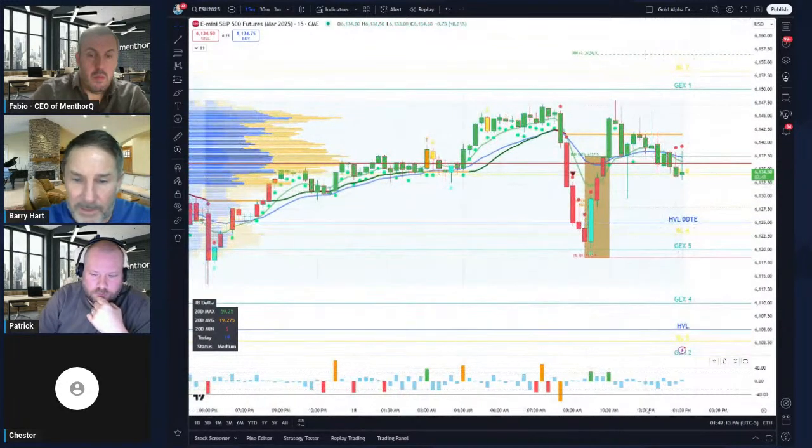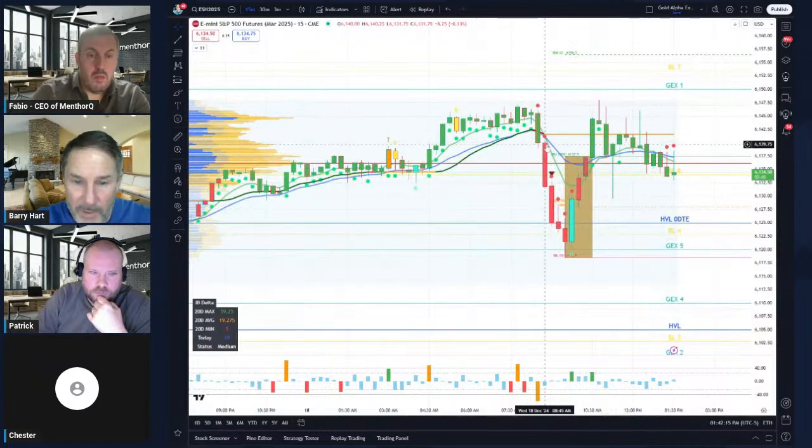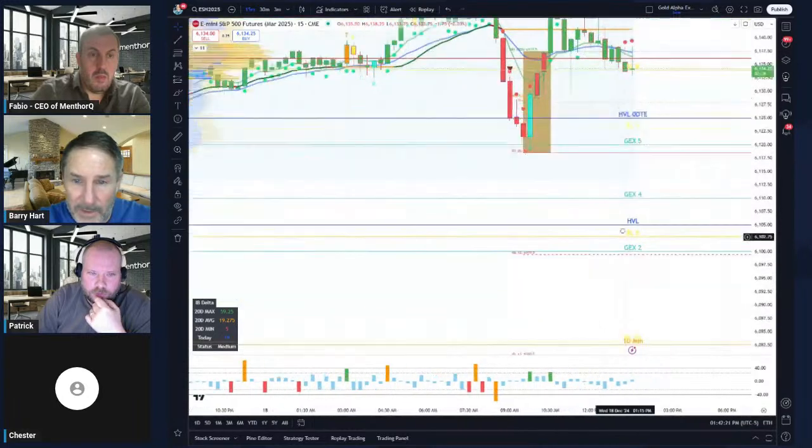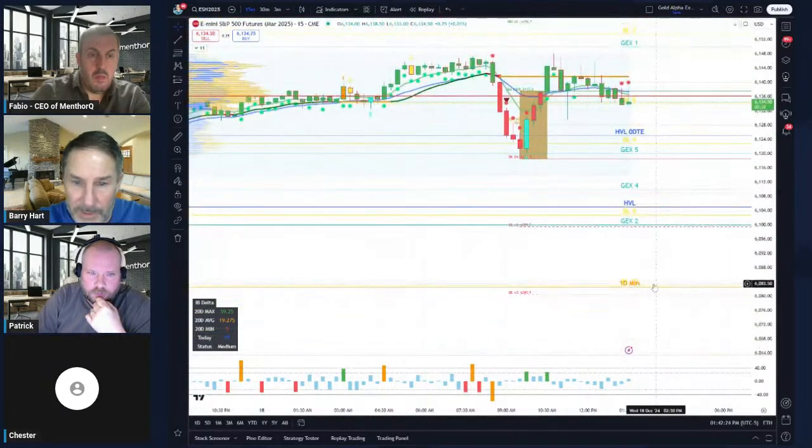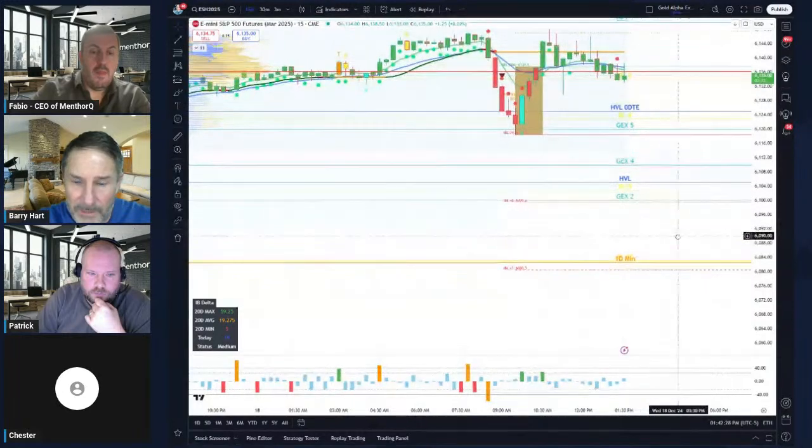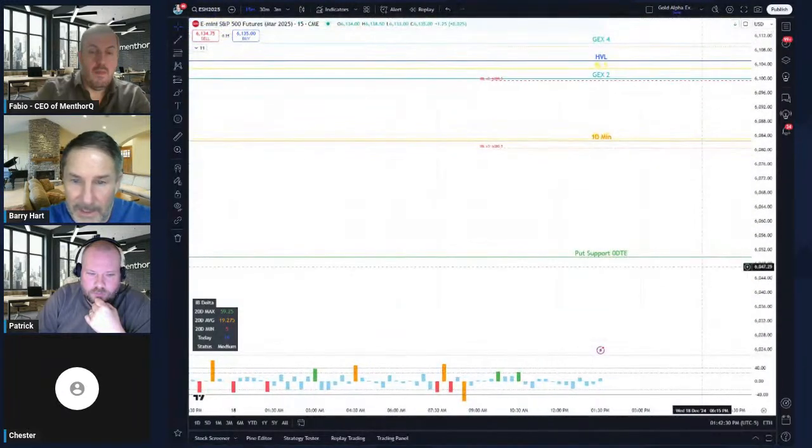But I'll tell you something else. When this was happening early in the morning between 8:45 and 9, I saw this down here, the HVL. If you look at the other Menthor Q levels, here's your 1-day minimum. Okay, here's your other HVL. And then here's your put support down here at 60.50.